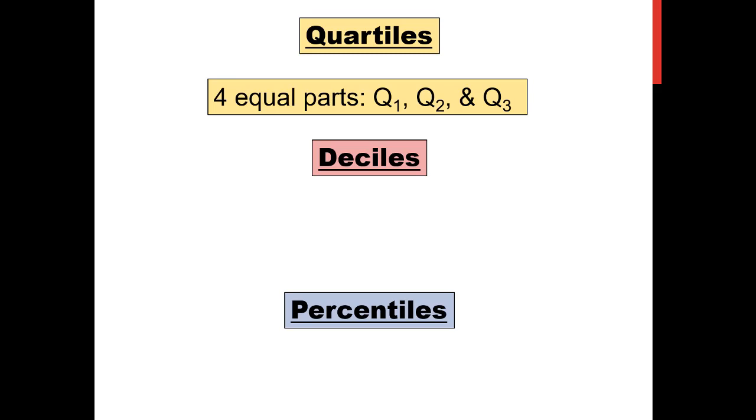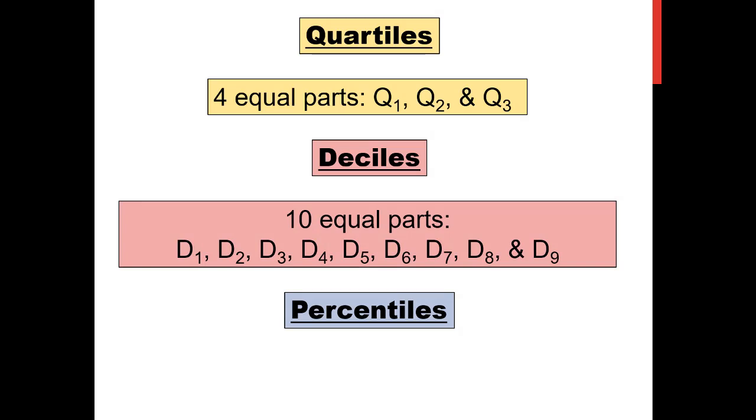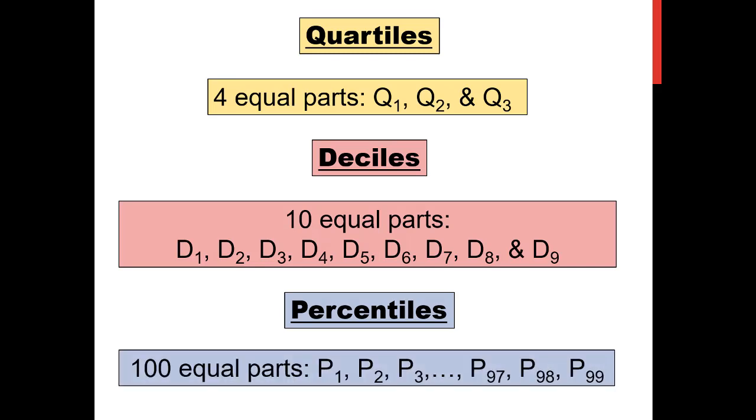In deciles, deci means 10, so deciles have 10 equal parts. And if you were cutting a loaf of bread to get 10 equal pieces, you would actually make 9 cuts. So there are 9 decile values: D1, D2, D3, D4, D5, D6, D7, D8, and D9. With percentiles, percent means per 100, so percentiles will have 100 equal parts, and to make 100 equal parts, you need 99 cuts. So the percentile values are 1 through 99.